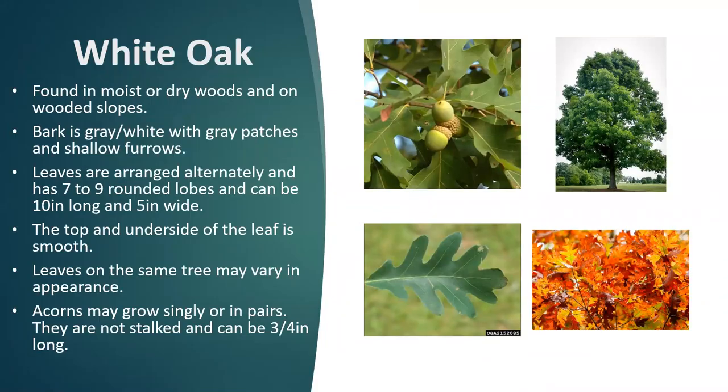And now we're really gonna start diving into some species overview. We're gonna start off with one that most people are fairly familiar with, and that is going to be the white oak. So white oaks are typically found in moist or dry woods and on wooded slopes. If you pay attention to that sentence, it almost sounds like they can grow pretty much anywhere, and that's true, they really can.